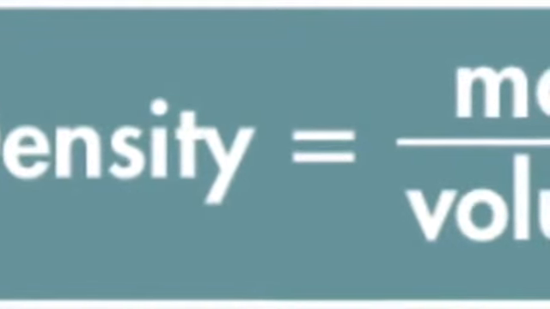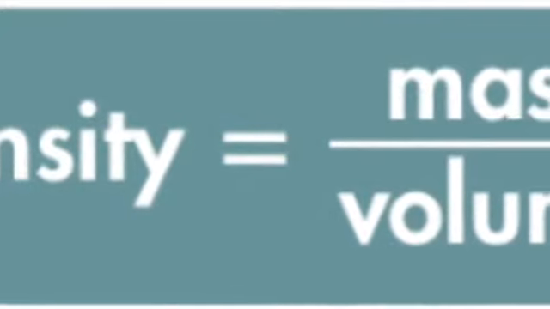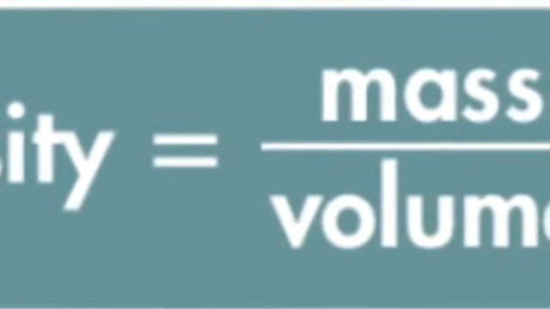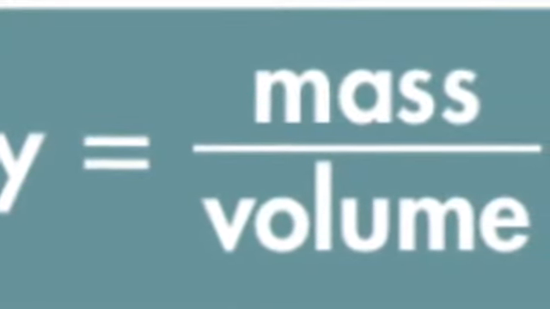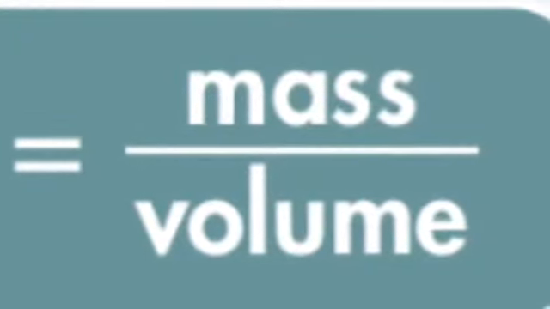Density is the ratio of the mass of an object to its volume. An equation for density is density equals mass over volume. When mass is measured in grams and volume in cubic centimeters, density is labeled in grams per centimeter cubed, which is the most common measurement.